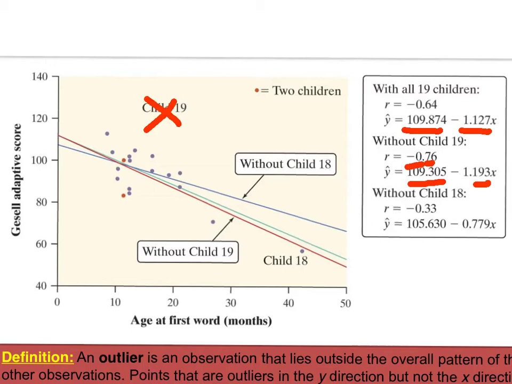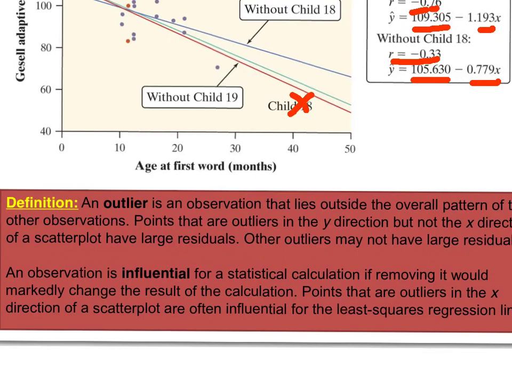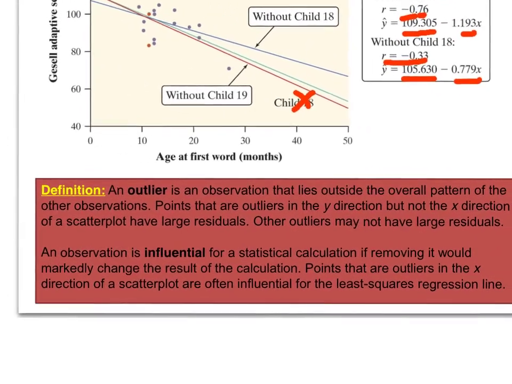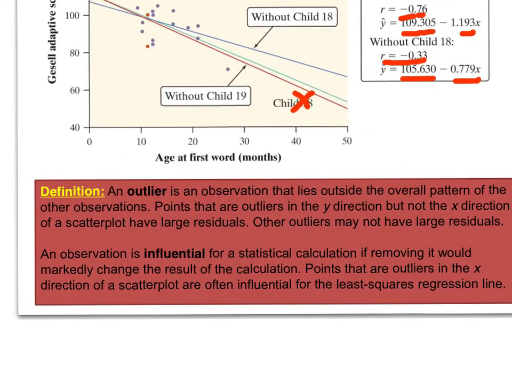Without child 18, notice there was a big difference. If I got rid of child 18 but left everything else in there, my R value dropped considerably. This is a pretty weak relationship, and both the y-intercept and the slope were dramatically different. So child 19 didn't make a big difference in my answer, but child 18 did. Because of that, we define these as two different types of points.